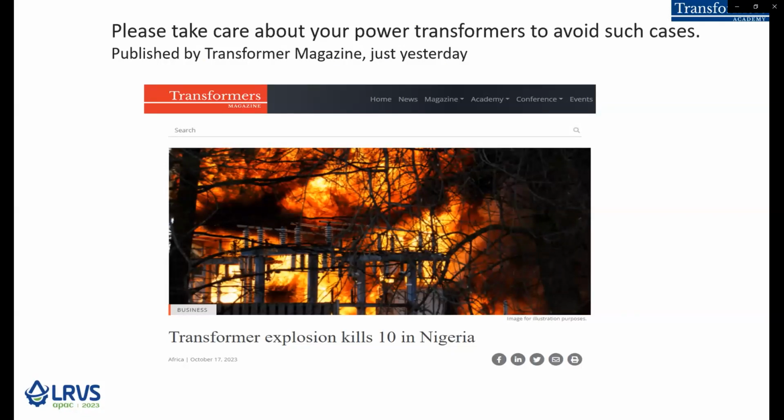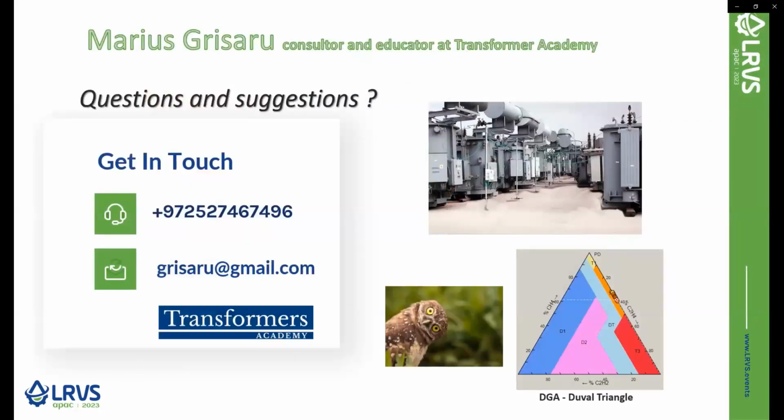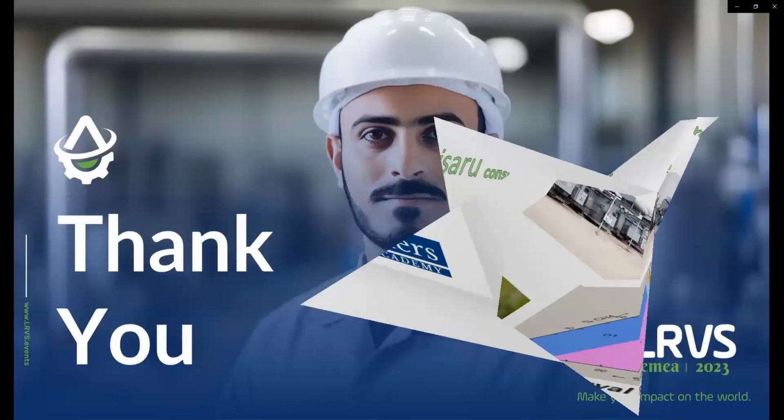This is a picture from the news that was published yesterday about a deadly failure of a transformer in Africa. I wish to invite you to the Transformer Academy course for DGA. I didn't mention here the most important test for power transformers, which is DGA. And we also have a Transformer Academy course for oil tests. If you have any question or suggestion, I will be glad to hear and discuss with as many people as possible.